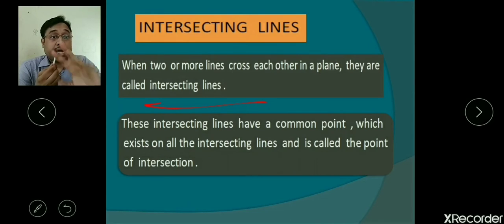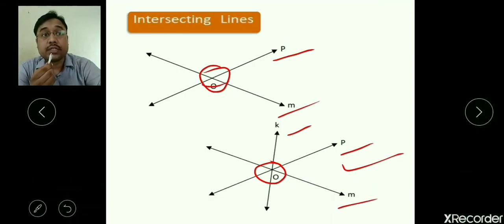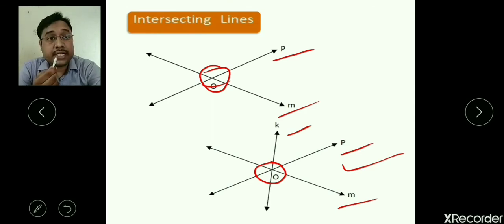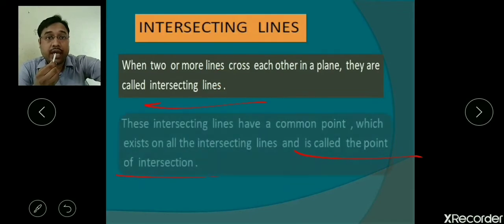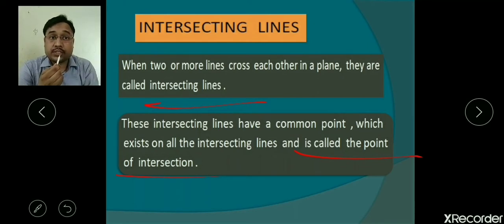Now these intersecting lines have a common point. I have said already that they are intersecting at a common point, students, which exists on all the intersecting lines. That common point existing on all the intersecting lines is called the point of intersection. In the previous figure I have shown that this point O is the point of intersection, where these lines are intersecting. Okay, so we can say that intersecting lines have a common point which exists on all the intersecting lines and is called the point of intersection. It is clear, students?